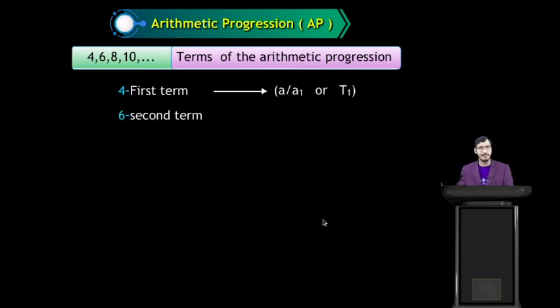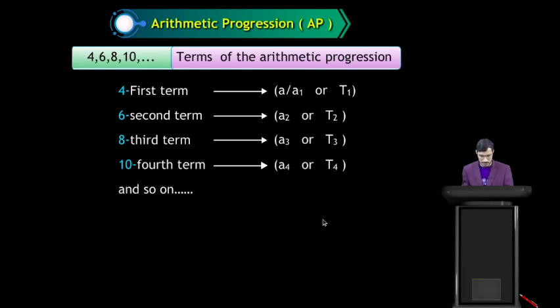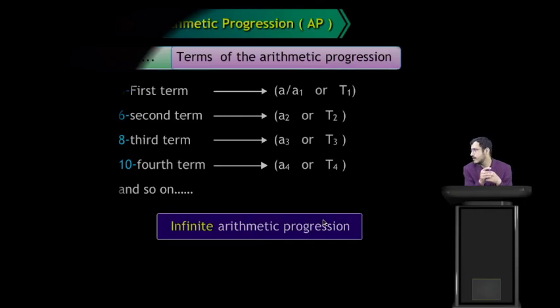Now 6 is the second term here, that is our A2 or T2. A2 or T2 means second term. Now 8 is the third term here, that is A3 or T3. 10 is our fourth term, or we can write T4 or A4. And so on. So that is an infinite arithmetic progression, that means an endless pattern here.